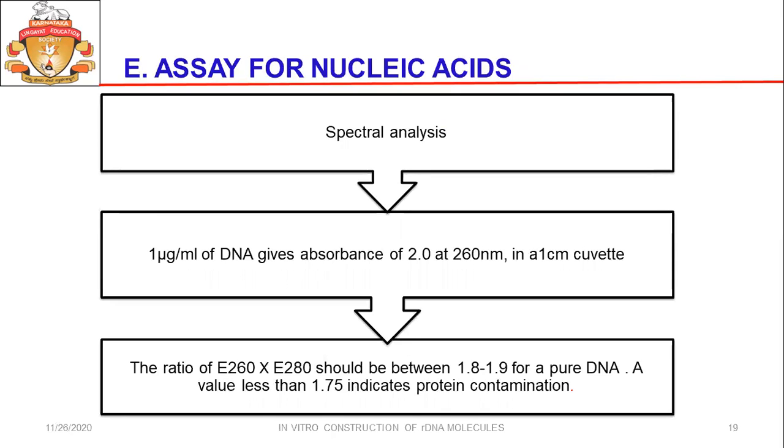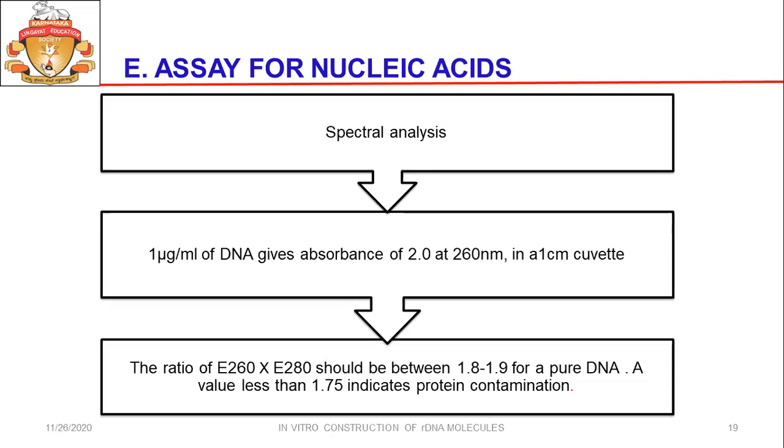Now we're going to come to assay for nucleic acids. So now whatever DNA we got from the previous step, we're going to subject it to spectral analysis. Here it is UV absorption spectroscopy. So here we're going to consider that 1 gram per ml of DNA gives absorbance of 2 at 260 nanometers taken in 1 centimeter cuvette. So this is the standard we have fixed.